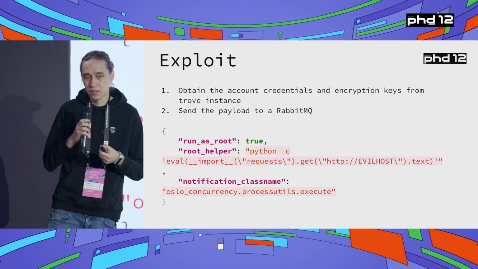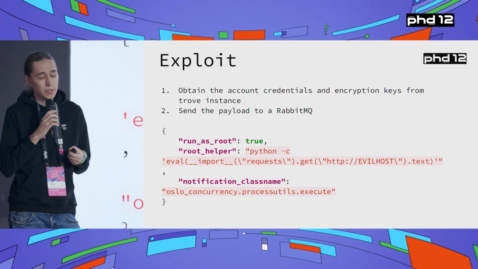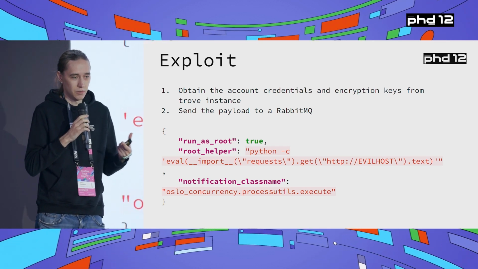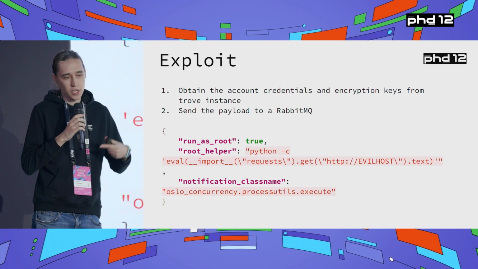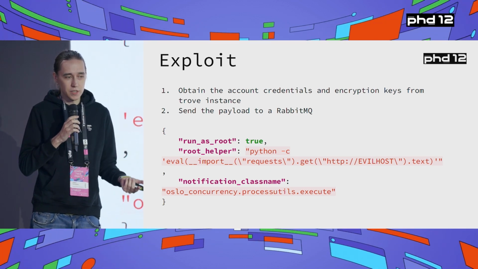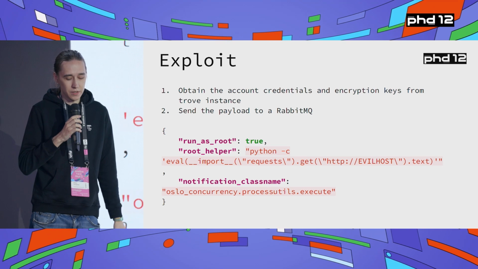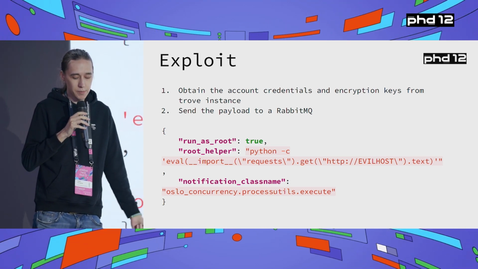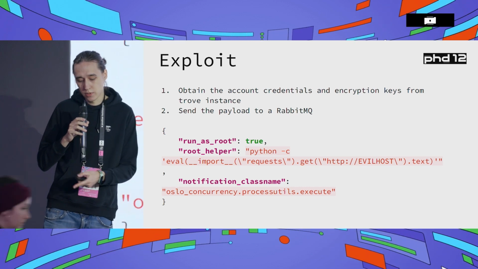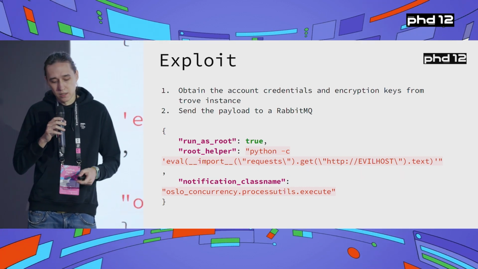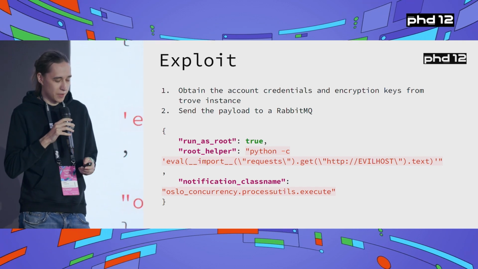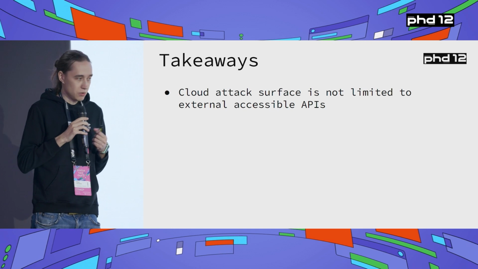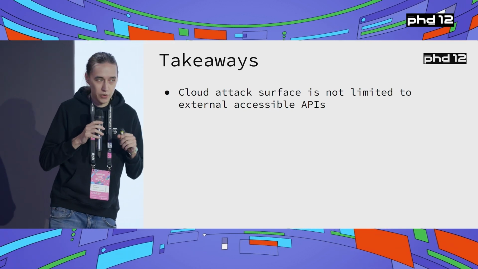So we obtain account credentials and encryption keys from that particular Trove instance one way or another. In my case, it was pretty easy. I could see a virtual drive that would connect to the database. Then I would reconnect to a different virtual machine. I would dump the creds and the keys. And then with these creds and these keys, I would connect to Rabbit. Then I would send this object, having encrypted it with my keys.